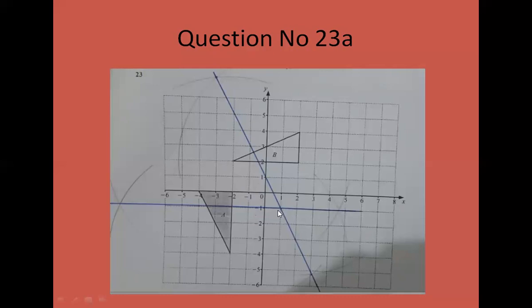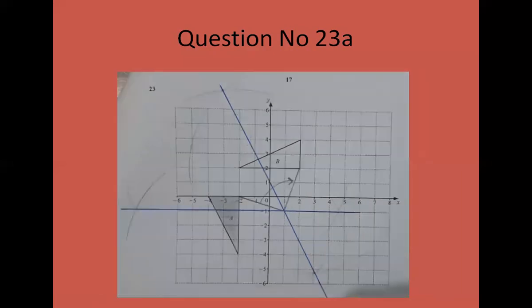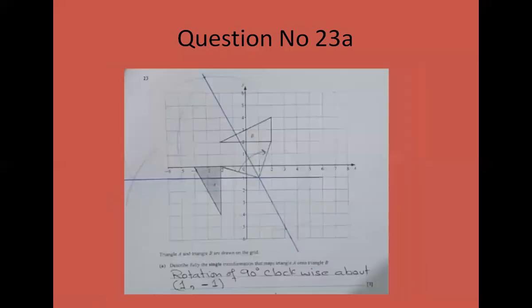Where these perpendicular bisectors intersect, that's the center of rotation. So the center of rotation is (1, -1). For the angle of rotation, you join the same points with the center of rotation. You can see I've joined this point and this point, and you can see that A has rotated through 90 degrees clockwise about the point (1, -1).